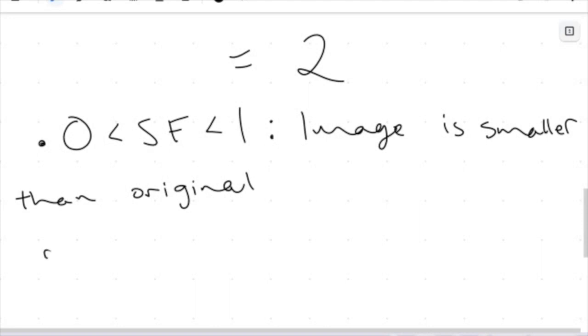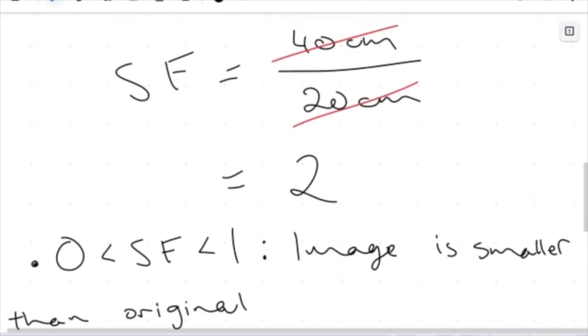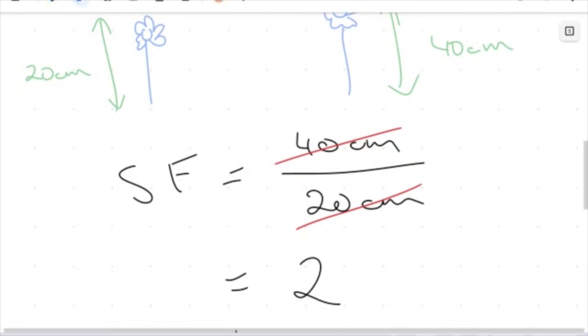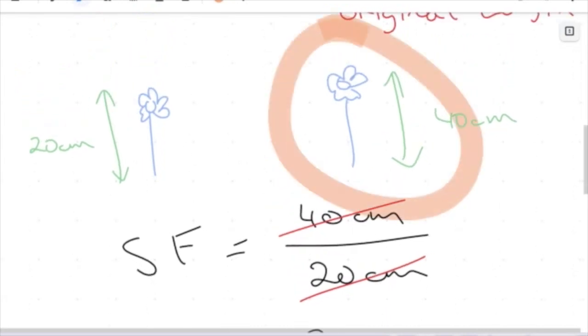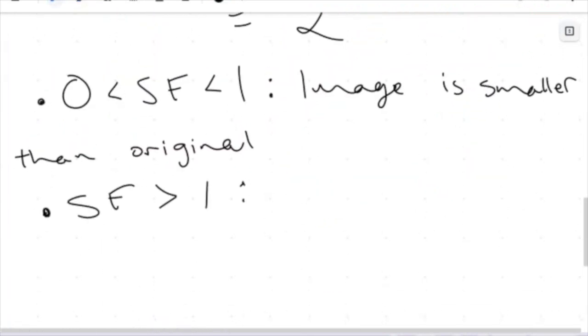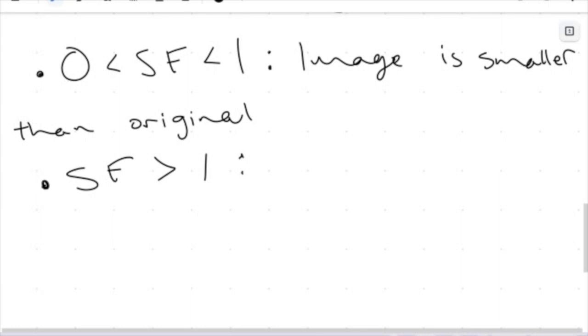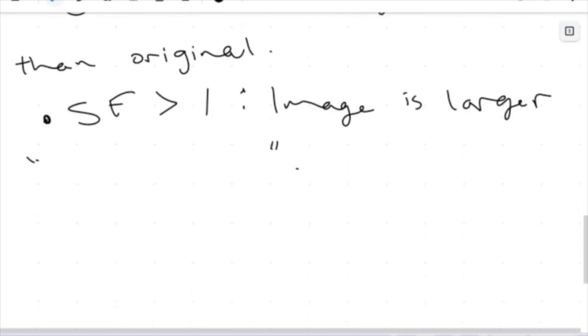Okay, what if our scale factor is greater than 1? Well, we saw that in the previous example, right? The scale factor was 2. So the image was 2 times the size of the original. So the image is bigger than the original. So we've already kind of intuitively established this here. So a scale factor greater than 1 means the image is larger than the original. I'm just going to do these quotations here to show that.